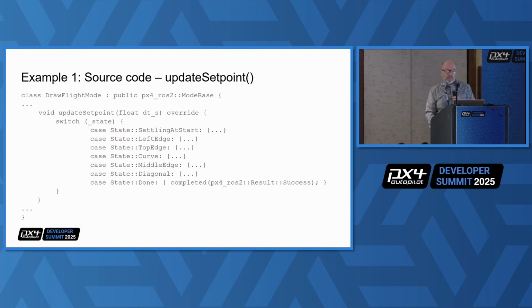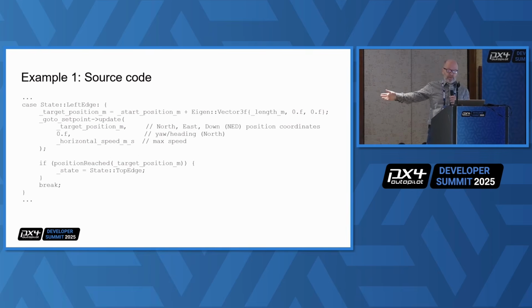Drawing the R is split up into several stages, so each of the different parts. In this case, I'm just going to show you what the left edge is. This is the code to trace the left edge. We just set the target position, update the publisher and the message, and then the position reach function checks if we're within a certain threshold from the target and moving at a slower speed.